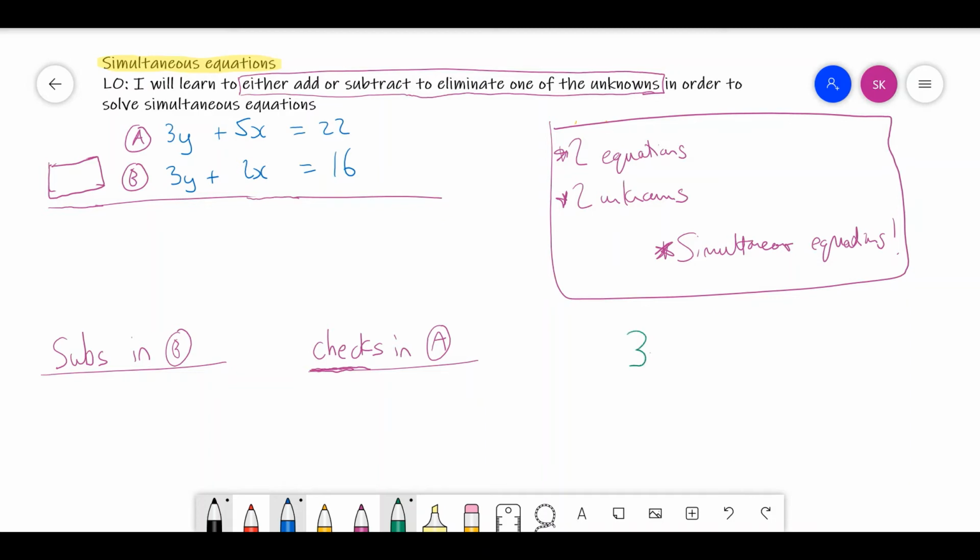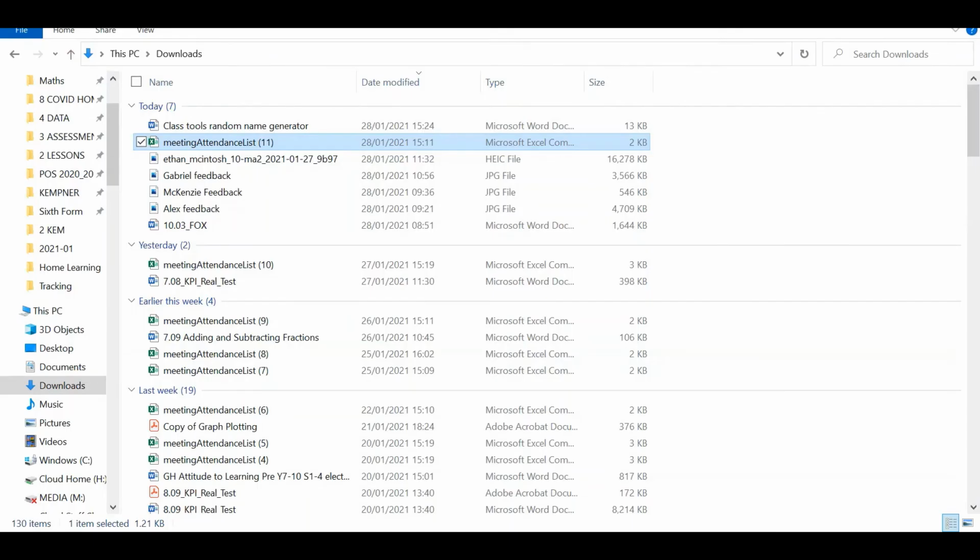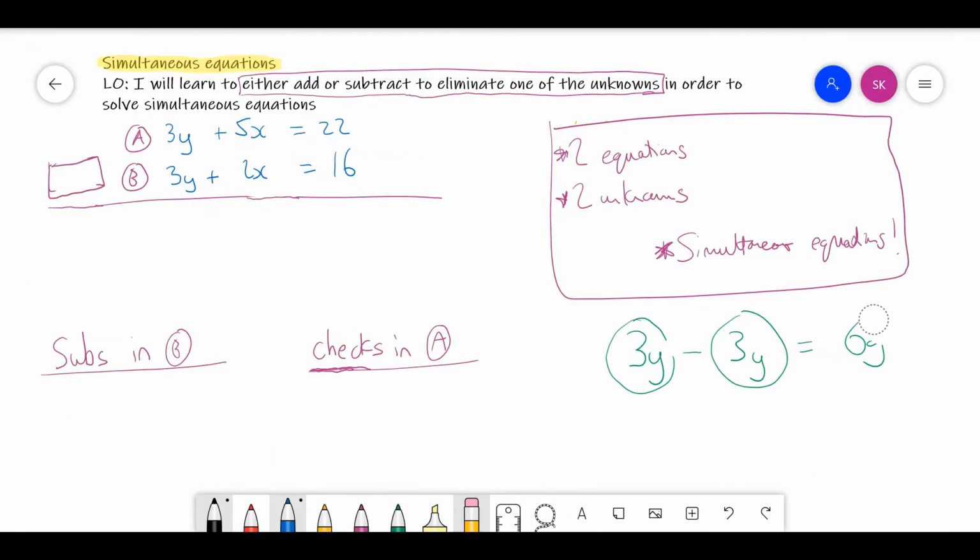So I've got a positive 3y and another positive 3y. If I add them, what will I get? Obviously 6y. So I'm not going to add, because that's not going to eliminate them. Instead I'm doing take away, because 3y take away 3y is 0, and that is my aim. So again in this example, I'm going to take away. If you weren't sure about that, make a note now. Press play when you're ready to keep watching.